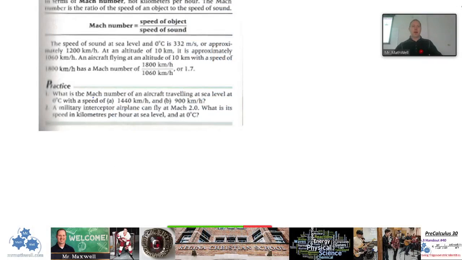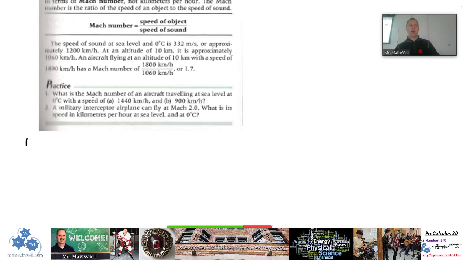All right, so here we are. We're taking a look at some Mach number questions. And for number one, you do need to be able to convert units using unit analysis from meters per second into the units here, which are kilometers per hour. Okay, you guys can see that?